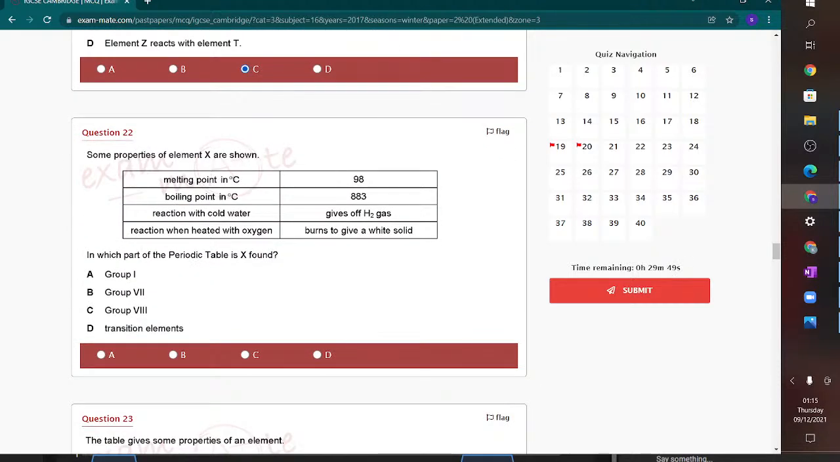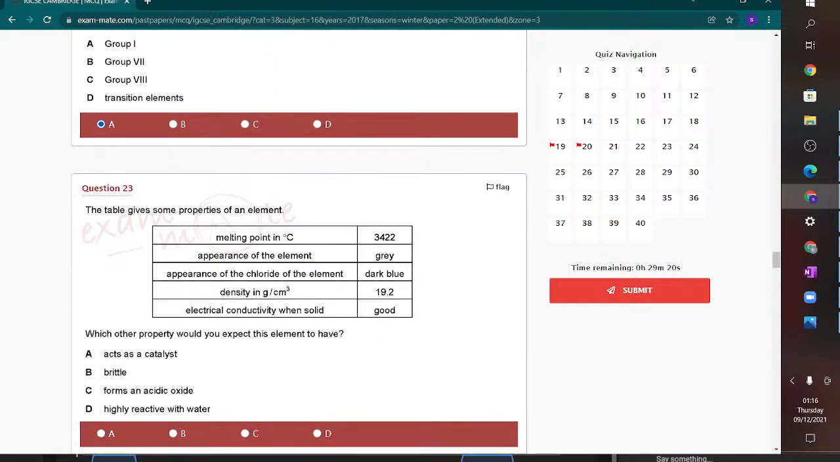In which part of the periodic table is X found? X has a high melting point. No, that's high boiling point. Reaction with cold water. Okay, white solid. If it is a white solid, it cannot be a transition element. Well, it's a very high melting point or boiling point. So I think it's group one. Yeah, let's see. It's group one.